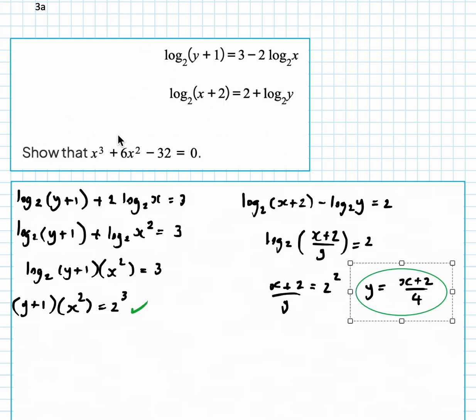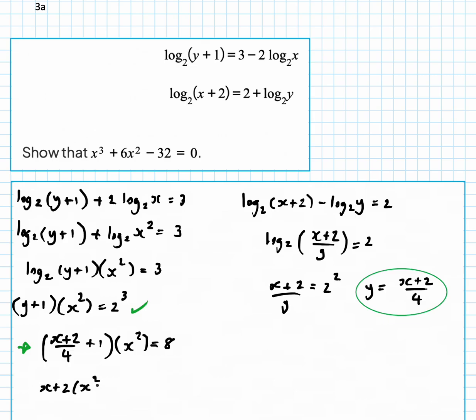So we're going to use that y value in our first part. So (y plus 1) in the brackets times x squared, we're going to replace the y there from the left-hand side. And from now, we're going to expand brackets. So (x plus 2) times x squared, that kind of thing. We end up with (x plus 2) times x squared all over 4 plus an isolated x squared, because x squared times 1 is x squared, is equal to 8.